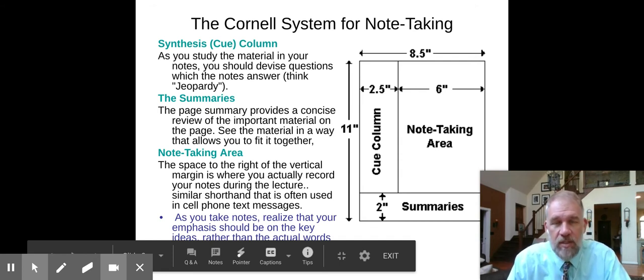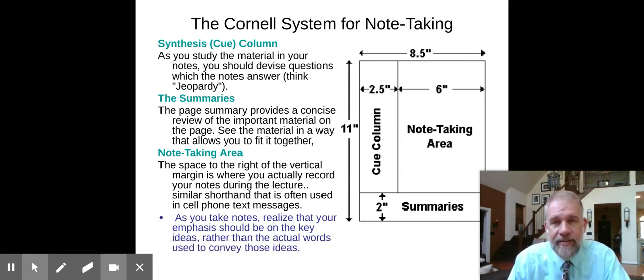Cornell notes system. So the Cornell notes system is, again, one of the most effective note-taking methods that I've ever found, invented by a guy named Walter Pauk from Cornell University. Somewhere in this house, I've got a letter from Walter Pauk that he wrote me, and he was at the time 90 something years old.